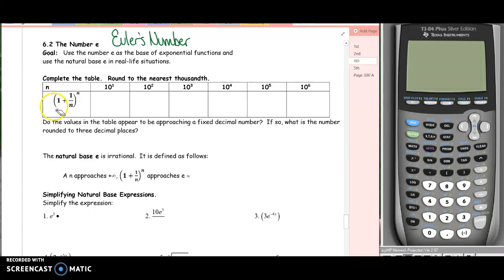We are going to use this expression, 1 plus 1 over n, raised to the n. We'll plug in 10 for n, then 10 squared, which is 100, then 10 to the third, which is 1,000, and so on. I want to see what this expression equals for each of these values of n. So take a moment, plug those into your calculator, and fill out this chart.